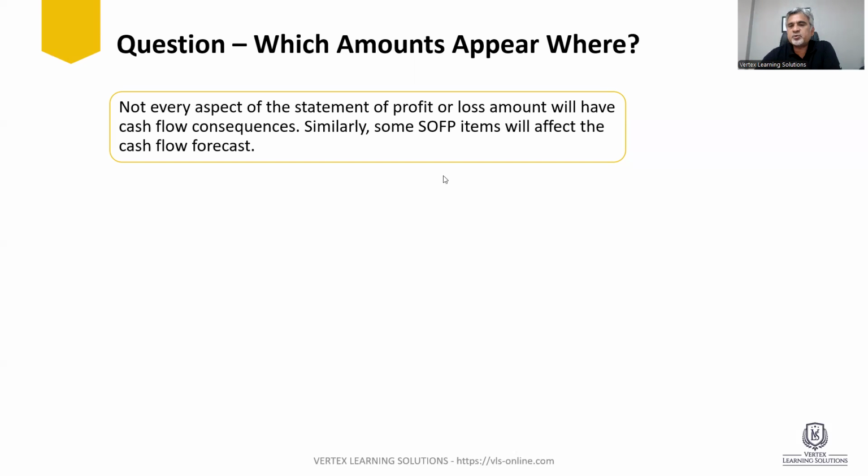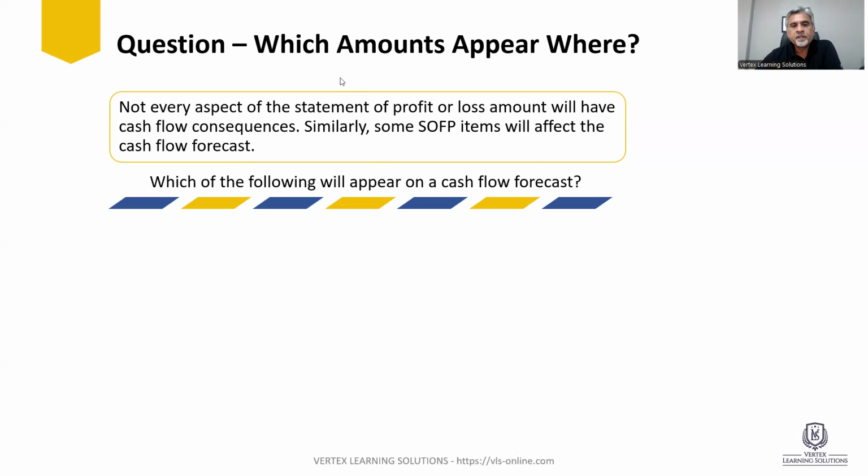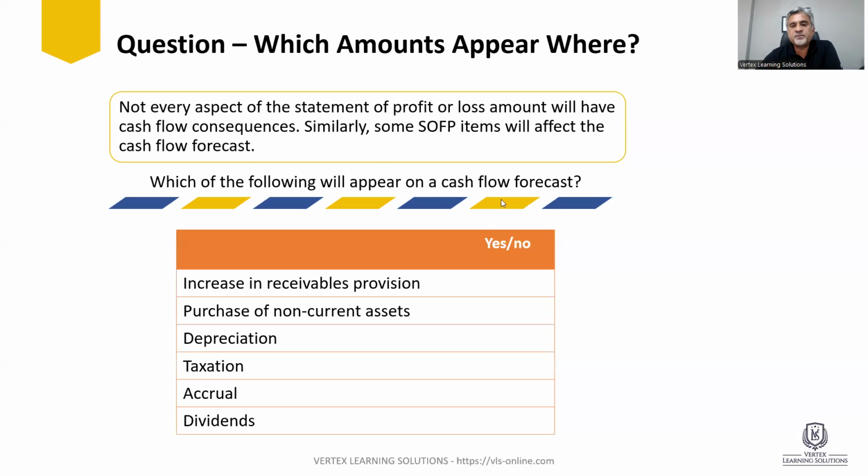So similarly, SOFP items will affect the cash flow forecast. So you have to see that, for example, in SOFP, the same thing. You might have asset revaluations. It is not a cash flow item. You might give bonus shares. It is not a cash flow item. So you remember the same concept that cash flow items will include only those items which have real cash coming in or going out.